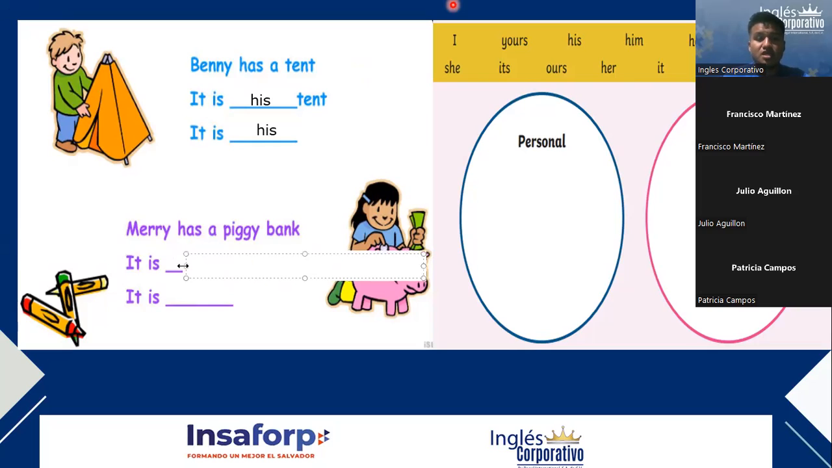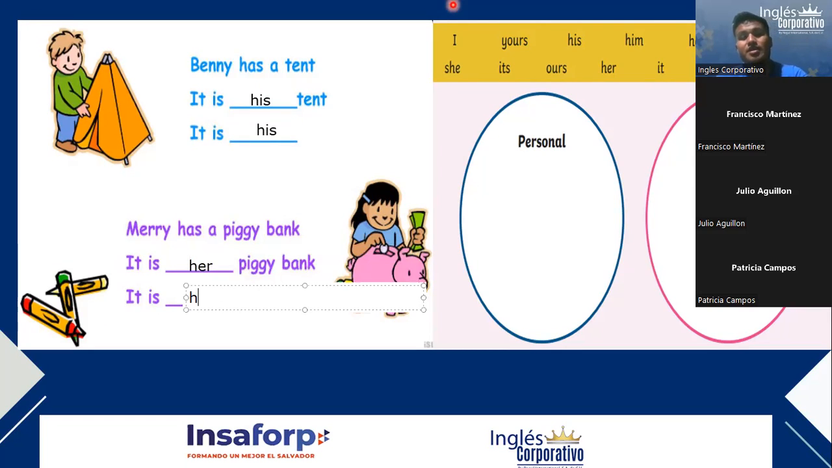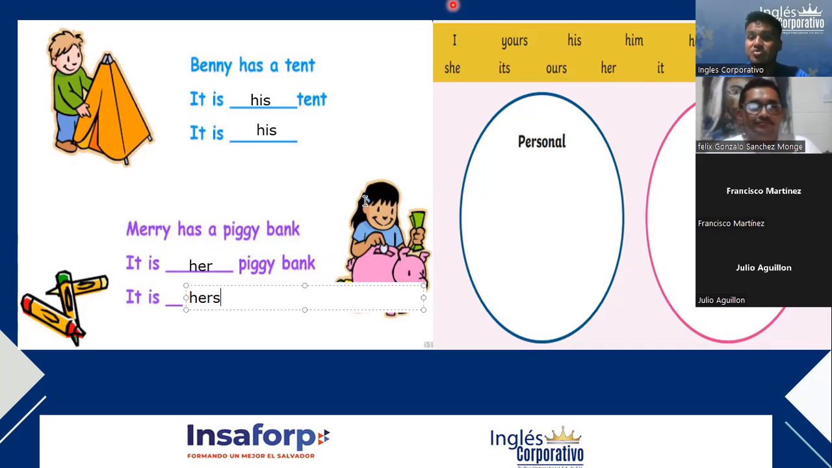Now let's try to find out what the answer is. Here we have, it is hers. It is her piggy bank. This one, hers. This one right here is pretty obvious. It's very obvious. Why? Because we know that a possessive pronoun will have the letter S. That's pretty easy. Thank you very much for giving your answers there in the chat.